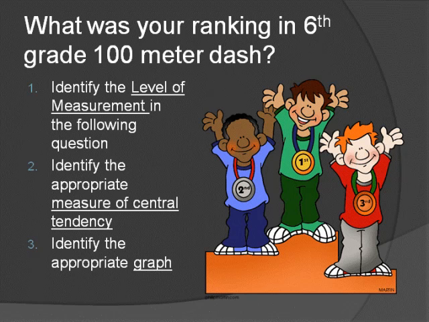And the first example is, what was your ranking in the 6th grade 100-meter dash? And you see the response categories that are available are first place, second place, and third place. What I'd like for you to do is first identify the level of measurement for this question, then identify the appropriate measure of central tendency, and then identify the appropriate graph for this particular variable.